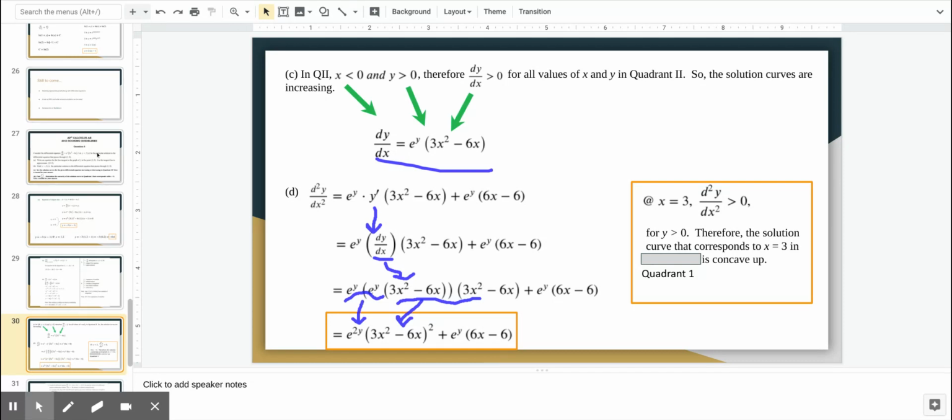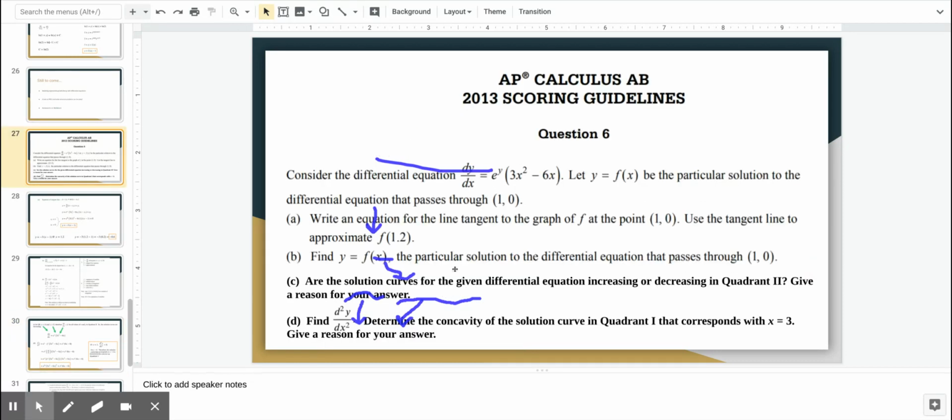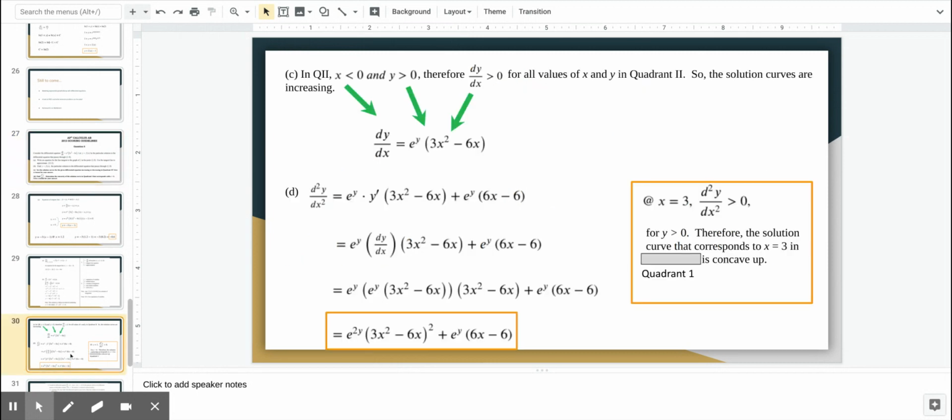And on the actual slideshow, if you're looking at this, I did switch it to quadrant 1 in the question as well. So part D, let's determine the concavity of the solution curve in quadrant 1, not quadrant 2, that corresponds with x equals 3. All right, so let's go back to our answer. The second derivative still stands true. It doesn't change anything there. That process is still the same.